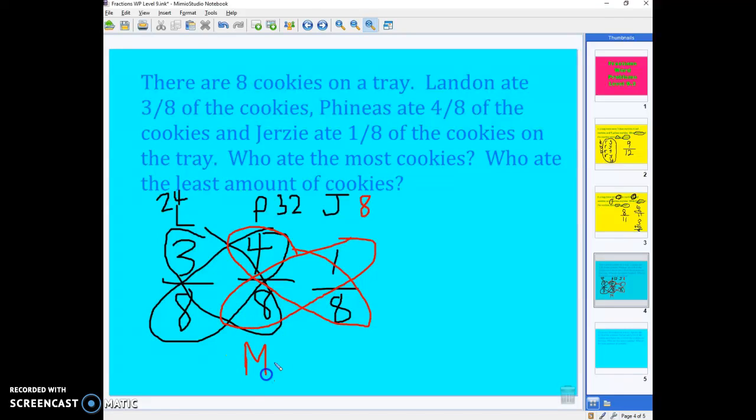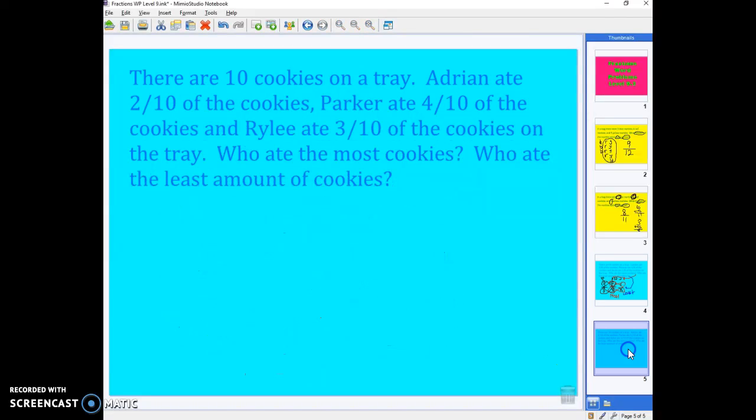So I'm just going to put most down here to answer that question. That's who ate the most is Phineas. And then who ate the least would be, well, we've got 24 and 8 are our next numbers, and we know that 1 is less than 3. So Jersey ate the least amount of cookies. So who ate the least is Jersey. Okay, so let's try that again.